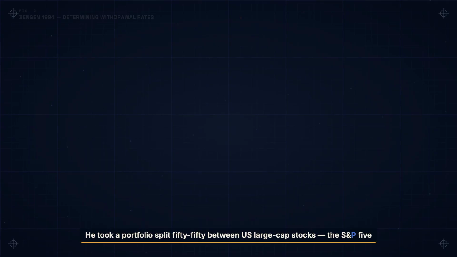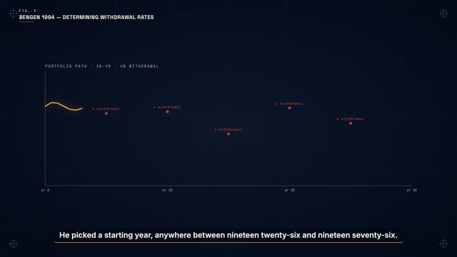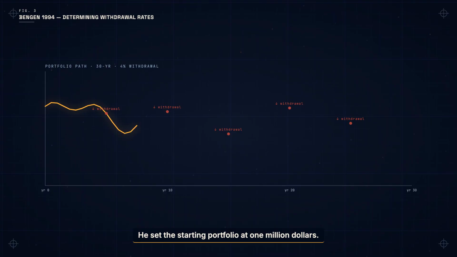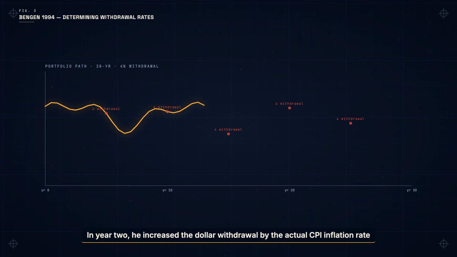Here's what Bengen did. He took a portfolio split 50-50 between U.S. large-cap stocks, the S&P 500, and intermediate-term U.S. Treasury bonds. He picked a starting year anywhere between 1926 and 1976. He set the starting portfolio at $1 million. He had the simulated retiree withdraw a fixed percentage in year 1. In year 2, he increased the dollar withdrawal by the actual CPI inflation rate of that historical year.